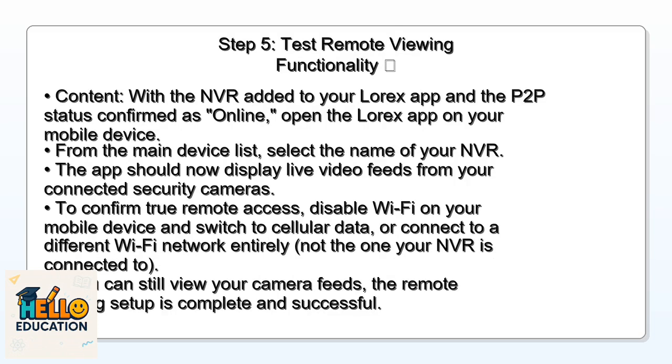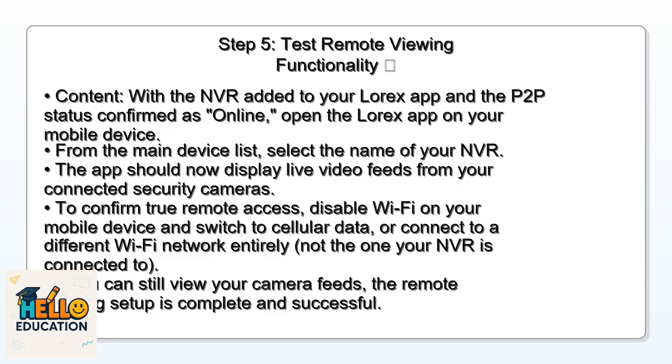Step 5: Test remote viewing functionality. With the NVR added to your Lorex app and the P2P status confirmed as online, open the Lorex app on your mobile device. From the main device list, select the name of your NVR. The app should now display live video feeds from your connected security cameras.